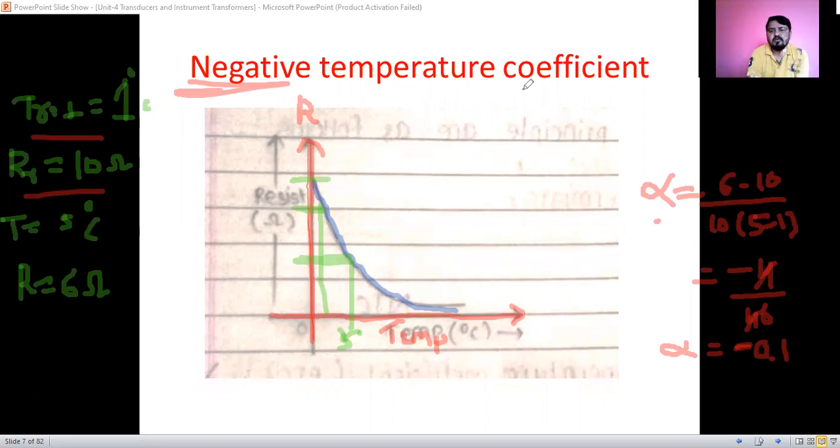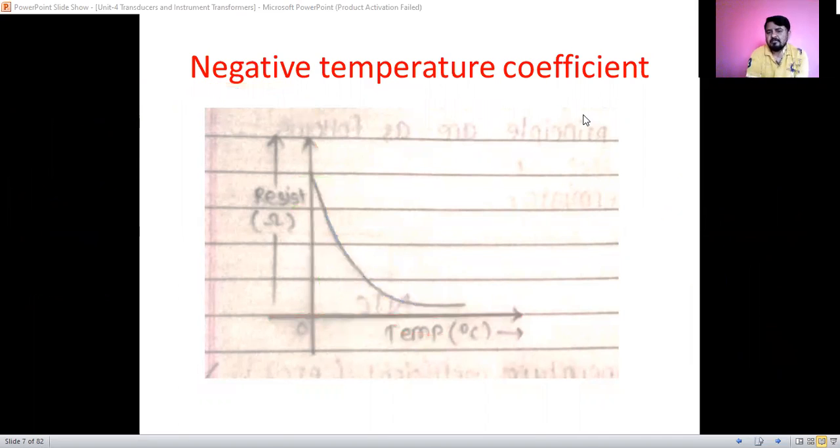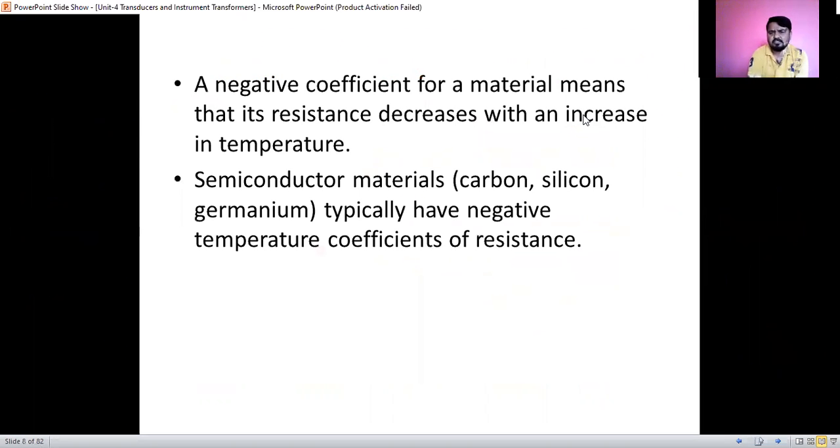The materials we use for the negative temperature coefficient are carbon, silicon, germanium. These are all semiconductor materials only. For the SCR, the BJT and all these devices, we use silicon or germanium only. So a negative coefficient for a material means that its resistance decreases with an increase in temperature. Semiconductor materials like carbon, silicon, germanium typically have a negative temperature coefficient of resistance.